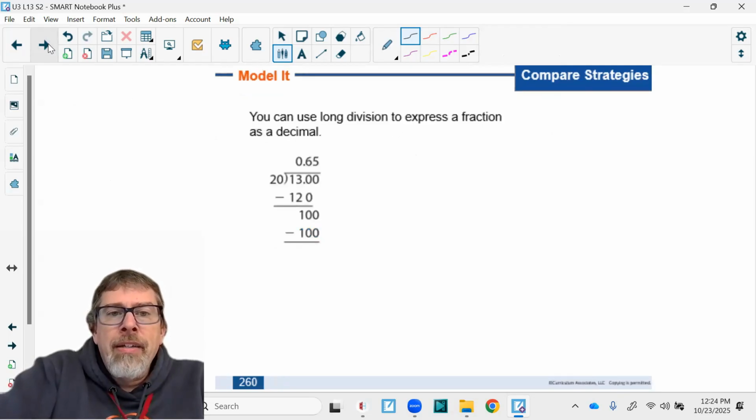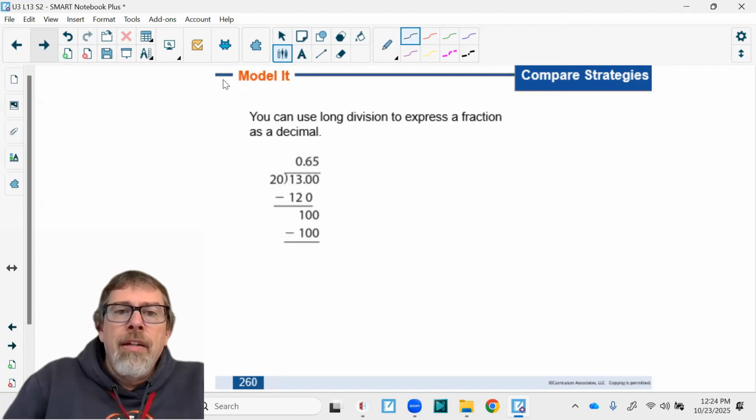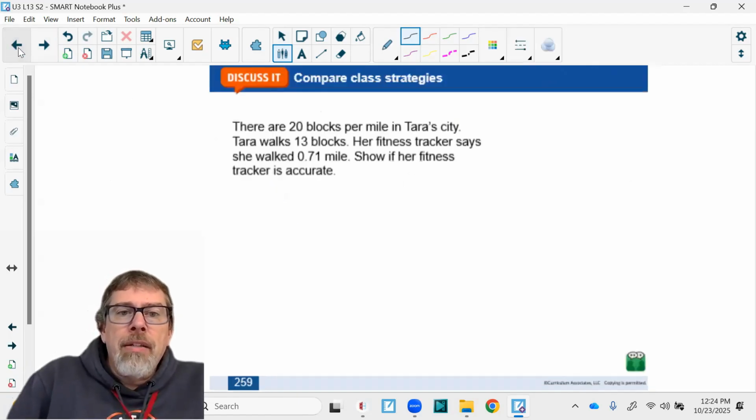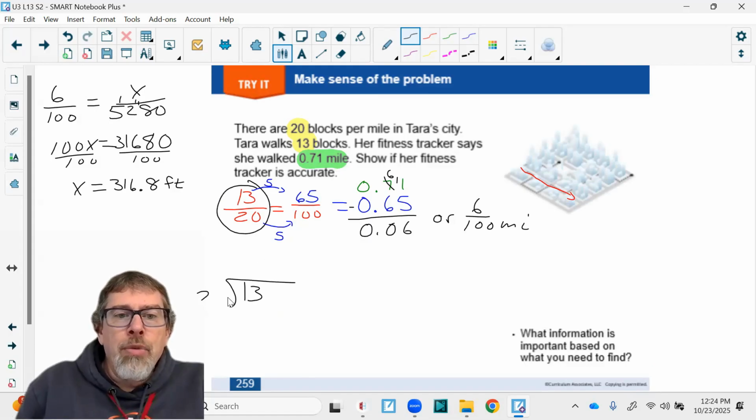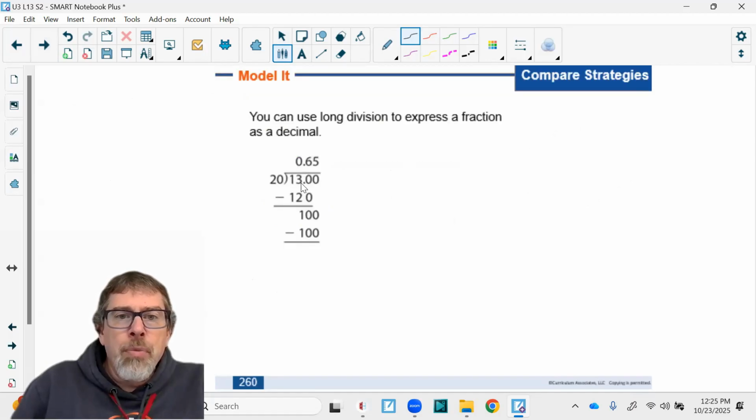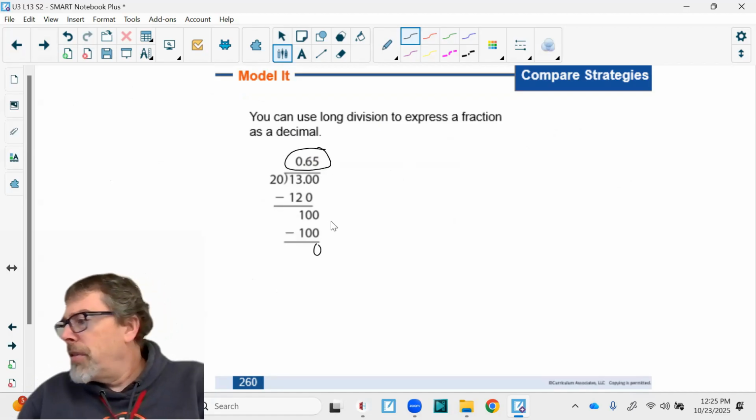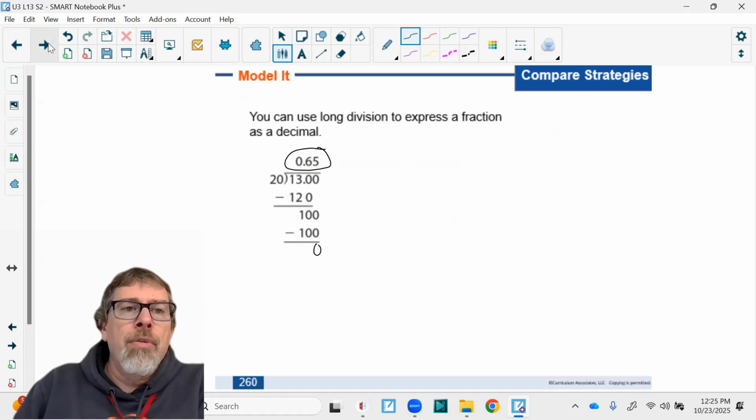Model it. This is how I did it in class. So this is basically this. If you can do this, it's easier, but if you can't, all they're doing is taking this 13/20 and writing 13 divided by 20 and adding a 0. So it's 13.0 divided by 20. And if I go back to this page here, there it is, 13.0 divided by 20. And you keep adding zeros until we get down to no remainder, and then that is our answer. So there's either way you can do it, whatever way you're comfortable.